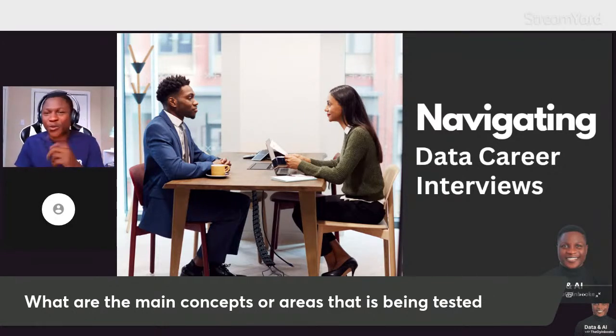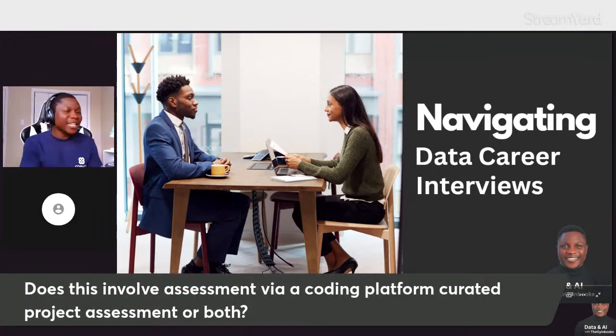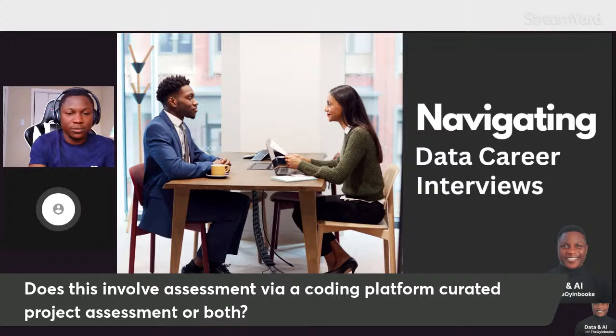Because of time, we are moving quickly to the next question. Does this interview involve some level of assessment via a coding platform, or a created project, or both? You've talked about that, but I'm not sure if you want to say one or two things. Yeah, mostly now they use LeetCode, they use HackerRank. Or they can give you their own specialized platform or give you their own project to take home and work on. But usually LeetCode and HackerRank, that is most common.